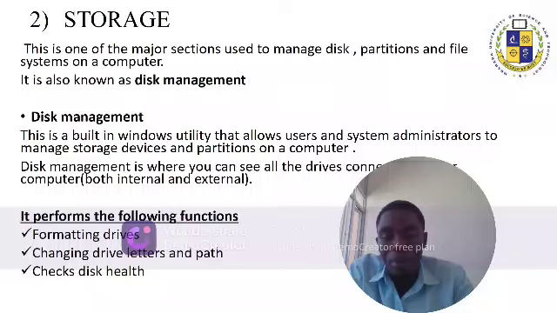The fourth is format a partition. This one prepares a partition for use by erasing all data and settings in it. In a file system, for example, we have NTFS for Windows.